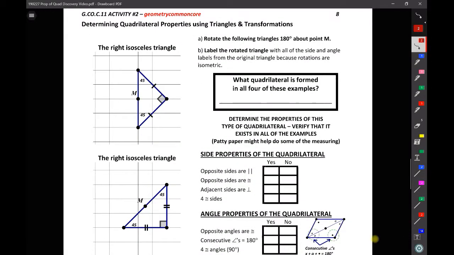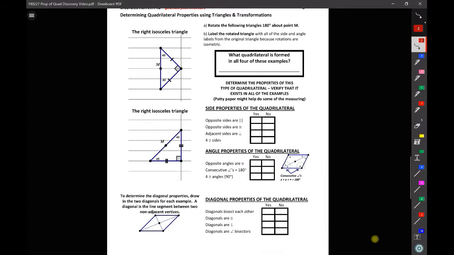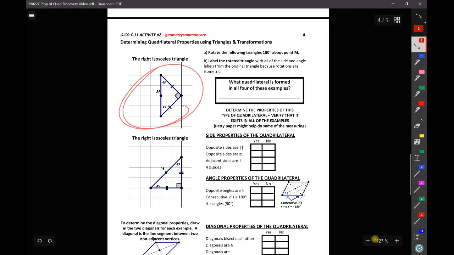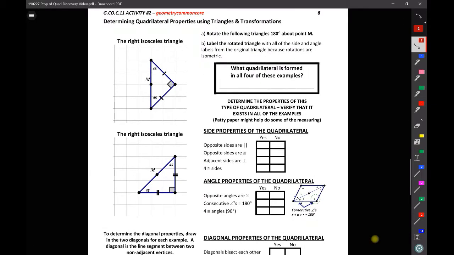So again, you're going to be working on getting these examples right here, rotated, copied, marked up, sloped, figured out. Again, all those markings are important for your grade on this particular exploration as well. So go ahead and work with your partner and team to get the drawing set up so that we can then talk about side properties.